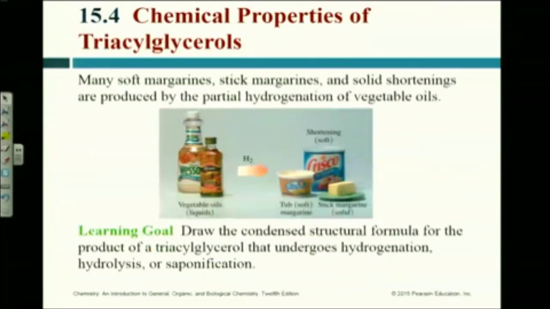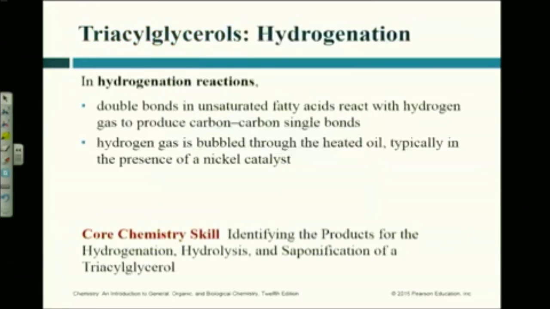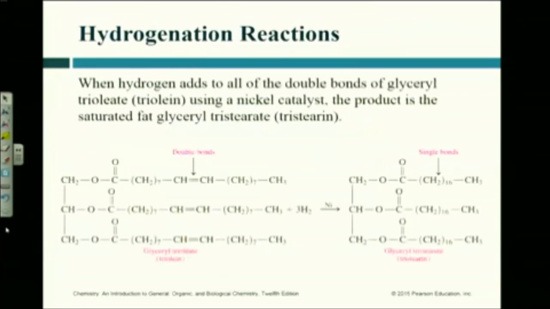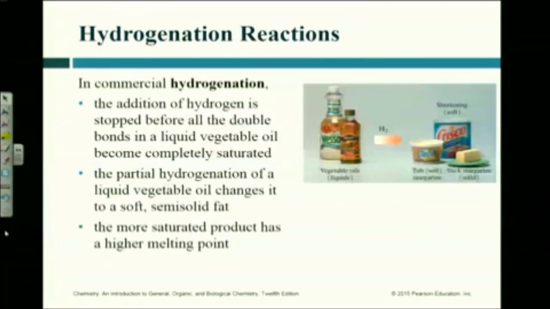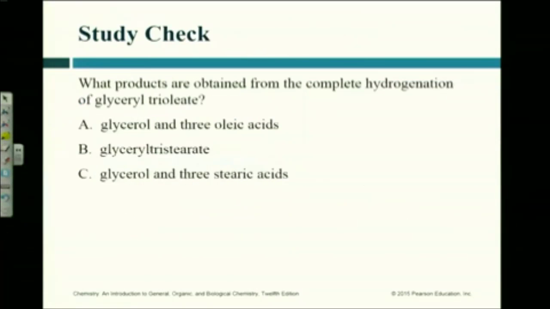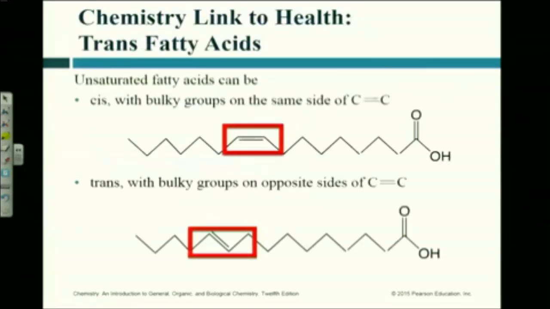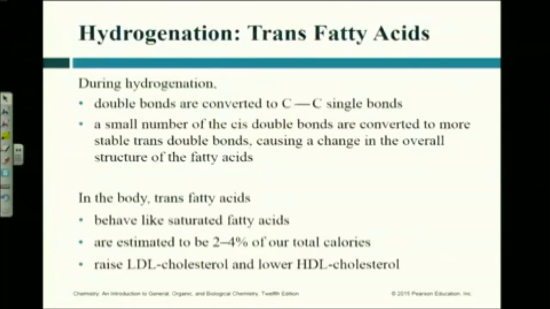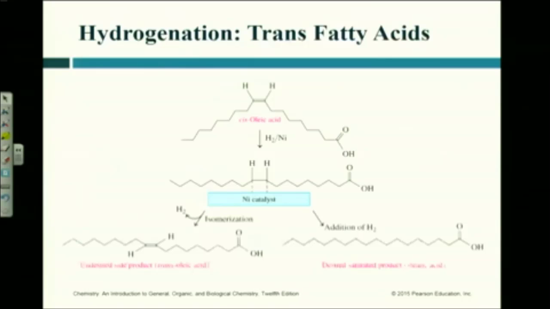And we already talked about how you get to Crisco from vegetable oil. Hydrogenation. Add hydrogen, get rid of the double bonds, make it saturated. That will make it a solid at room temperature. Yeah, we already talked about this.